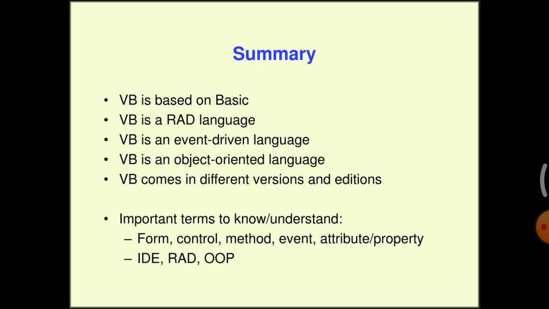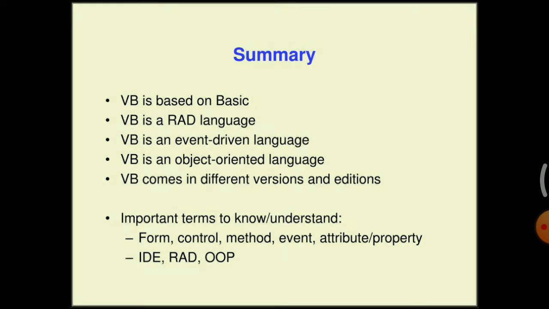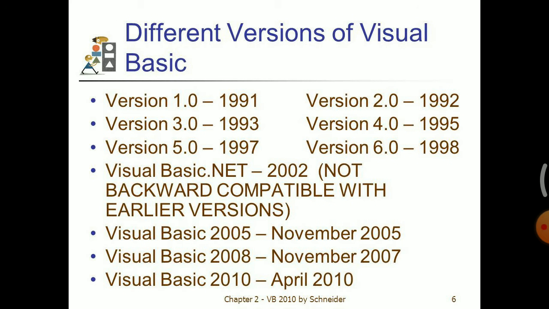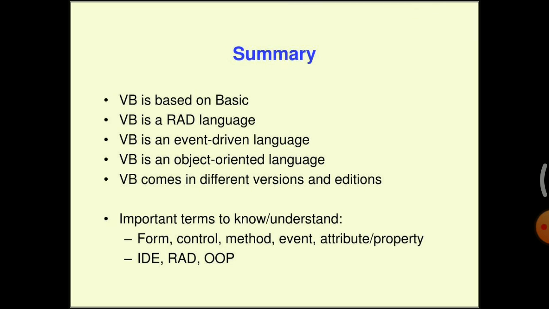The next is VB comes in different versions and editions. Then the important terms you have to understand in VB. First one is form. Next control, then method, event, attribute or property. These all terms we will learn in the second lesson. The next is IDE that we already learned in the first chapter, that is Visual Basic Integrated Development Environment. Then RAD, that is Rapid Application Development, and OOP concept.